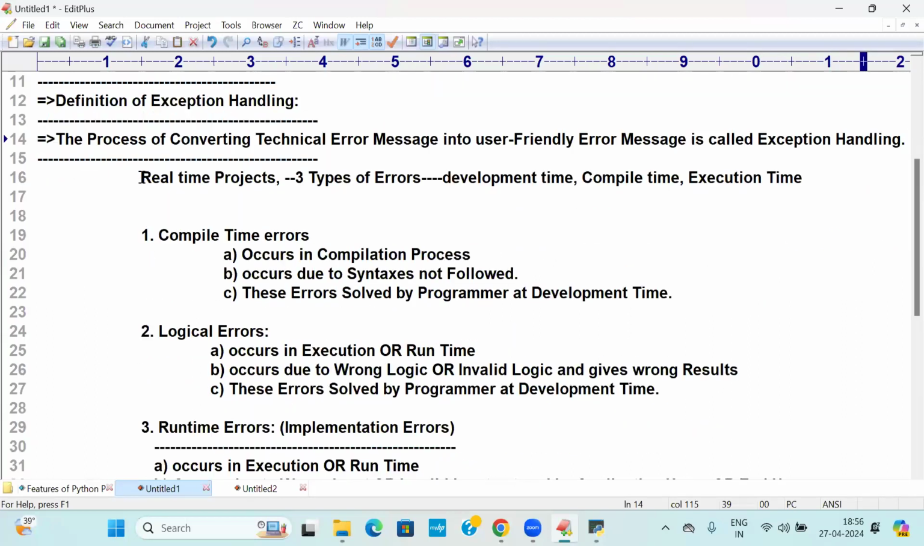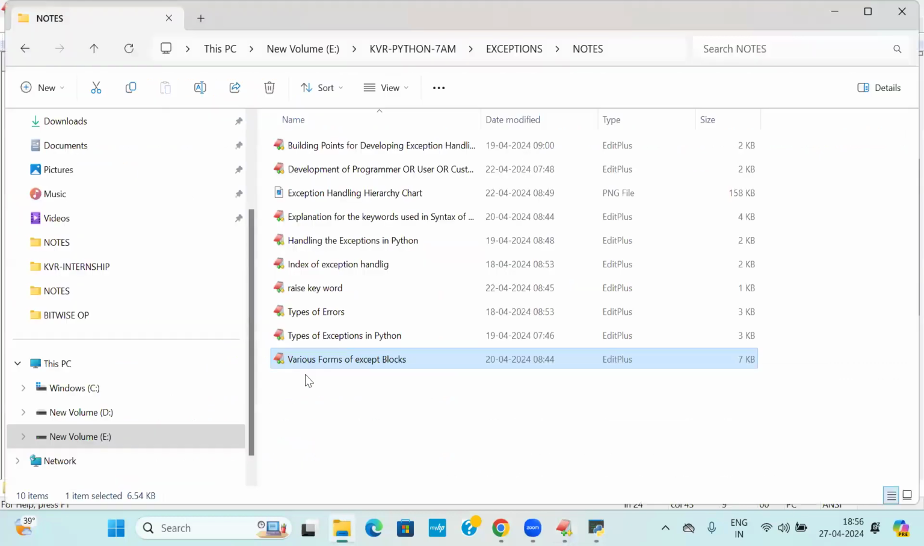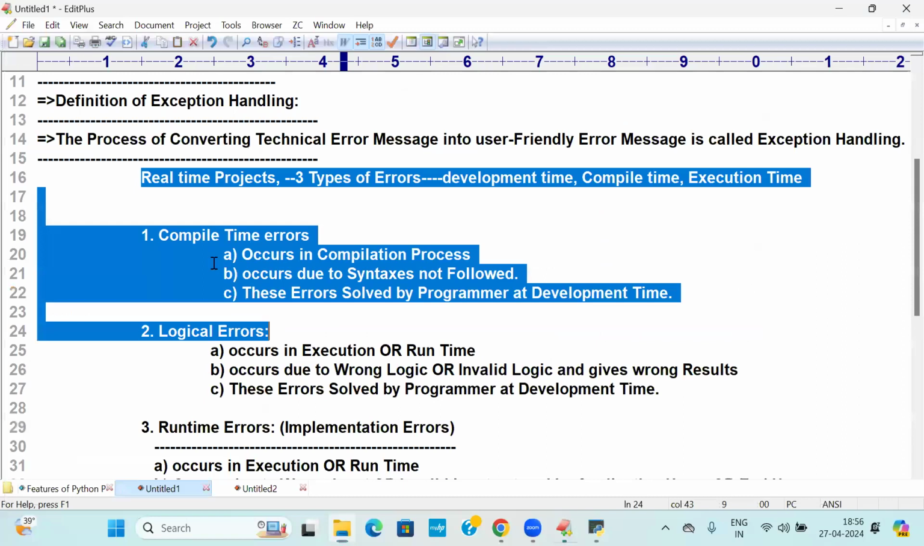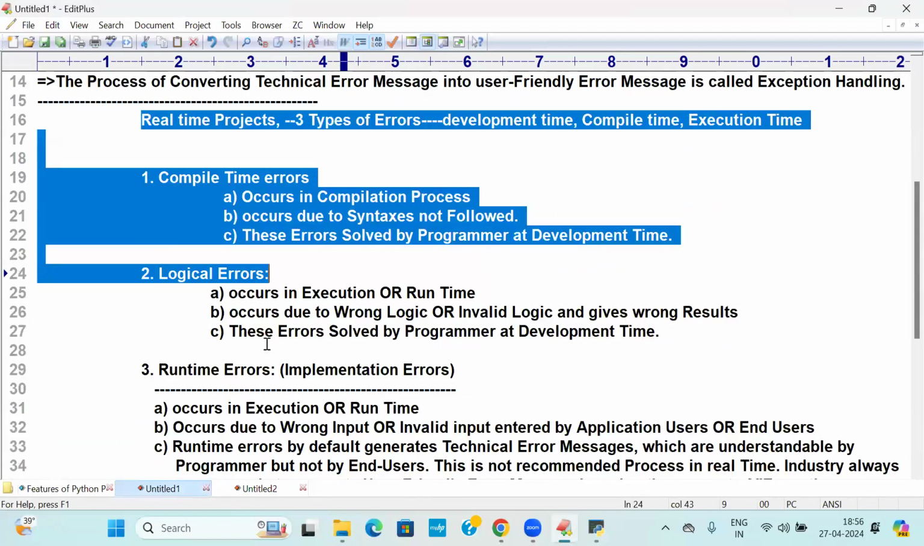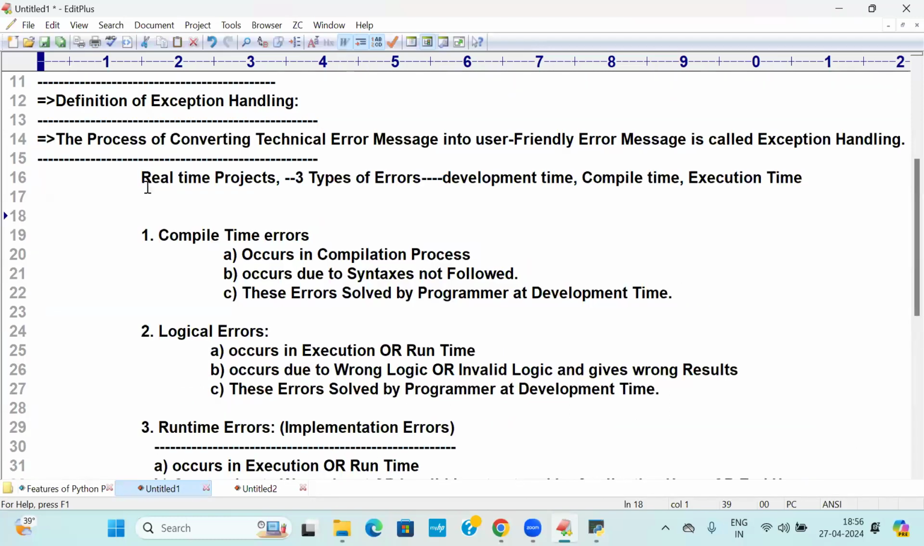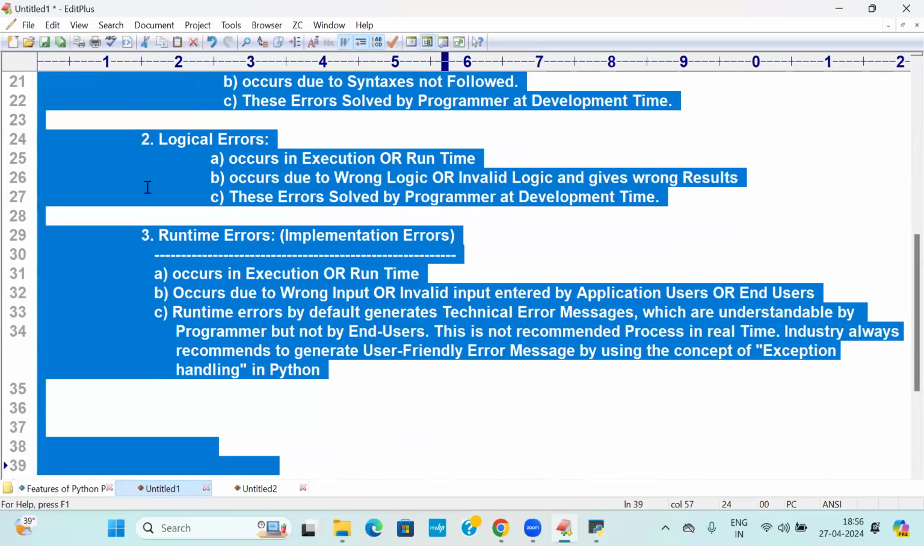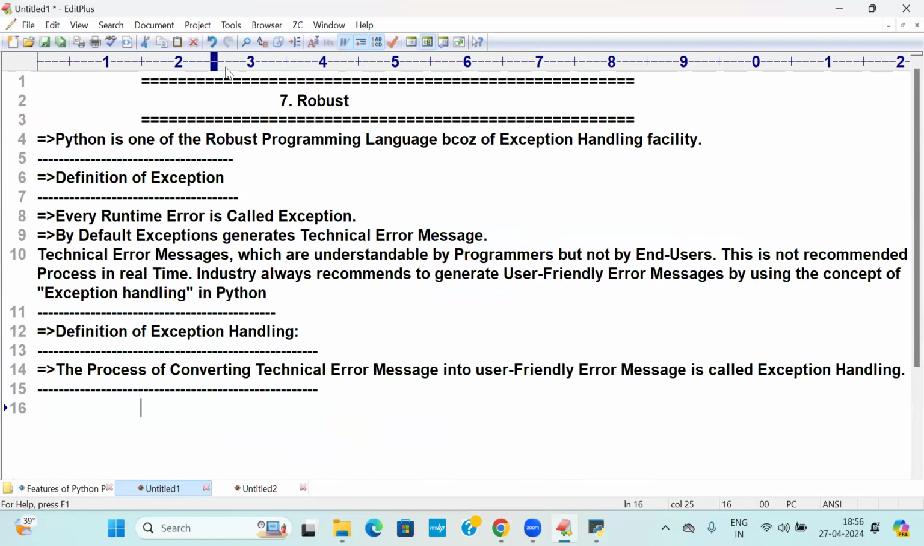And this is an introduction part. When I come to my further days, types of errors are already there with me. There I am explaining in detail for you. Right now, at this point of time, don't worry about the types of errors. Only three points I'm going to write here.